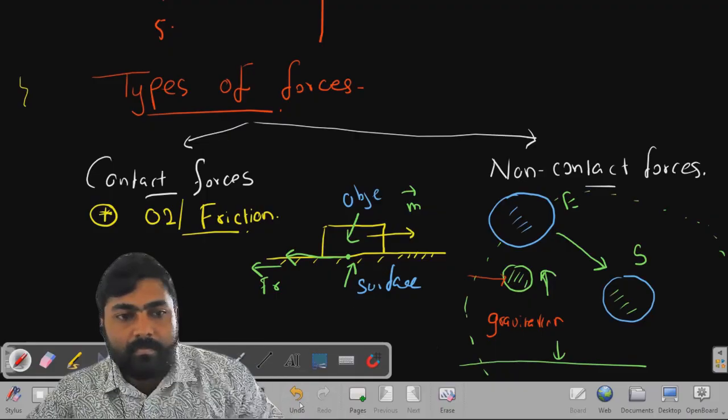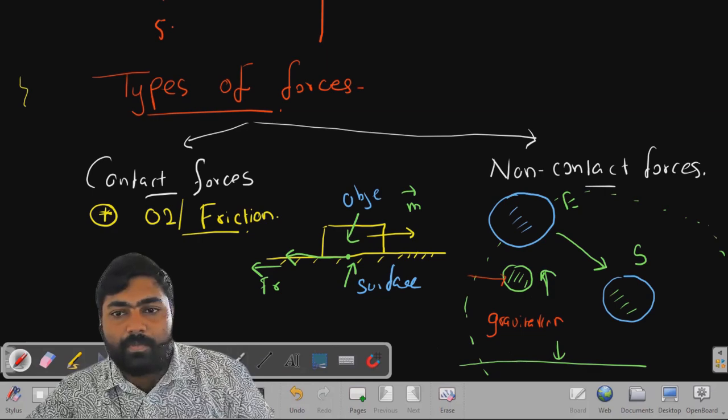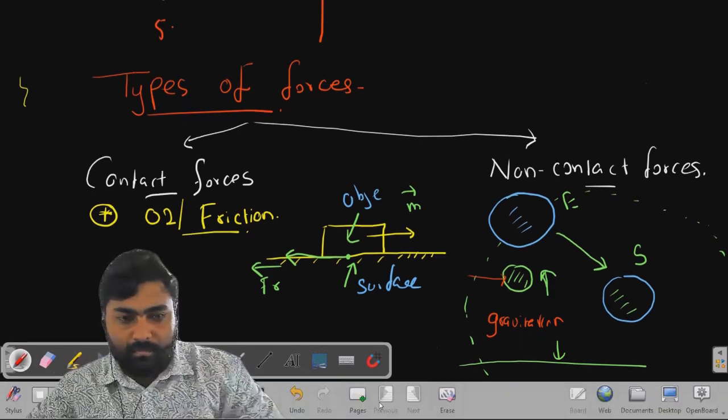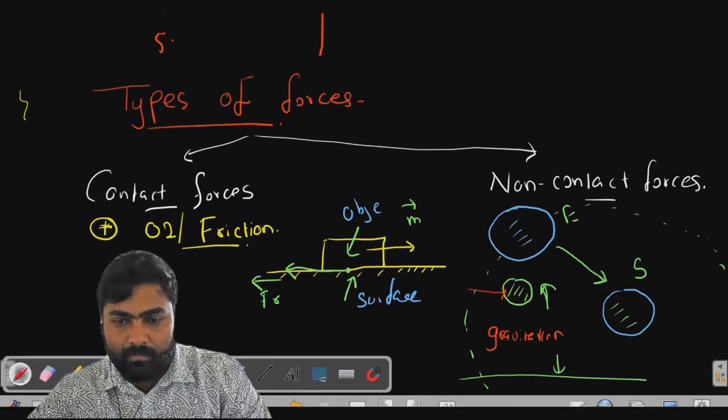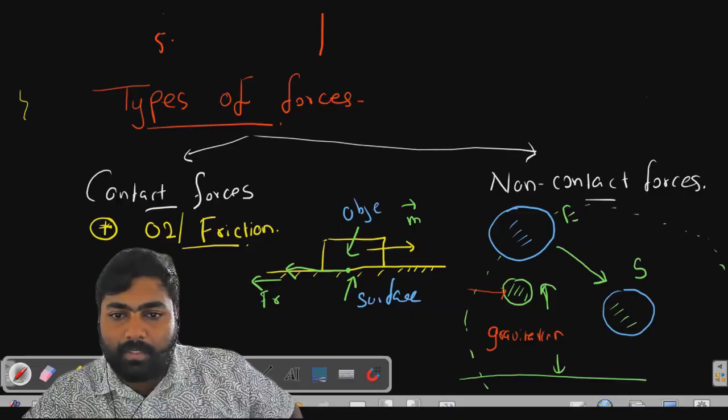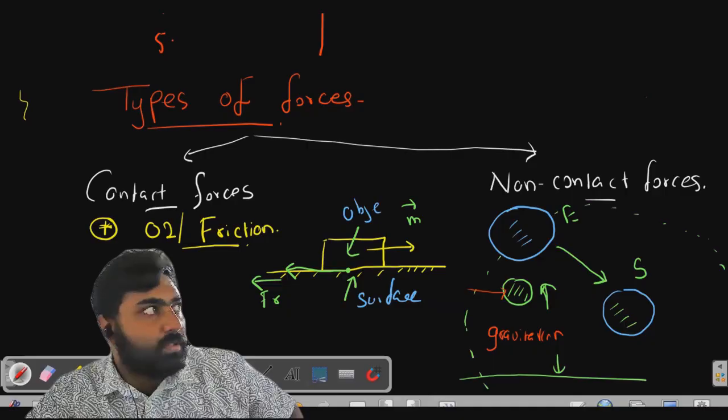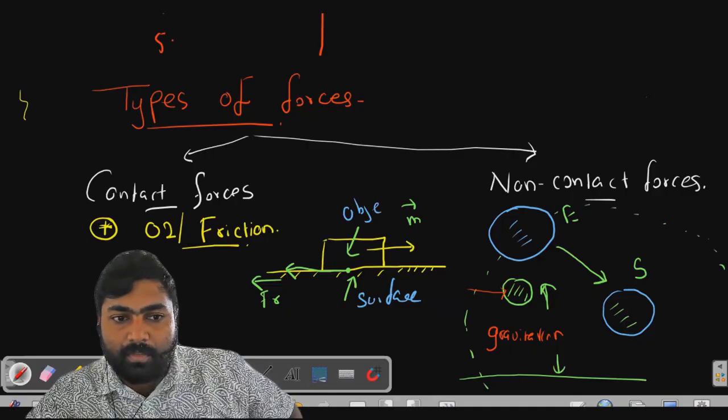Yes, it's clear. Okay. Did you write the topic? Types of forces? Okay. Then write, forces can be mainly categorized under two criteria.